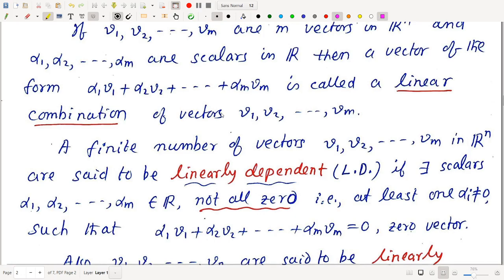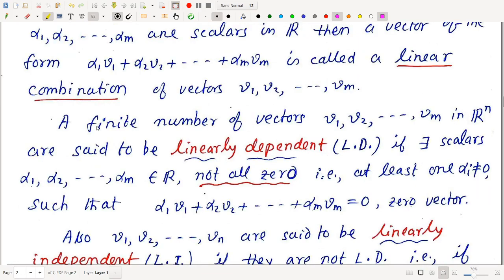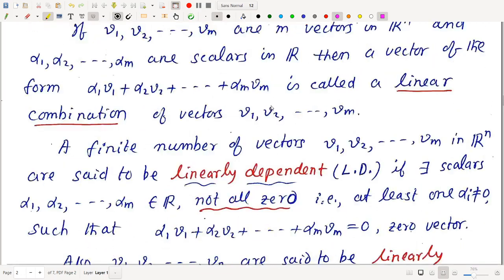As in vector algebra we know i cap, j cap, k cap are vectors. If I write 2i cap plus 3j cap minus 5k cap, that is also a vector, a linear combination of i cap, j cap, k cap: scalar times vector plus scalar times vector. This is a linear combination. Of course, scalars are finite in number and vectors are finite in number. So this is a linear combination.